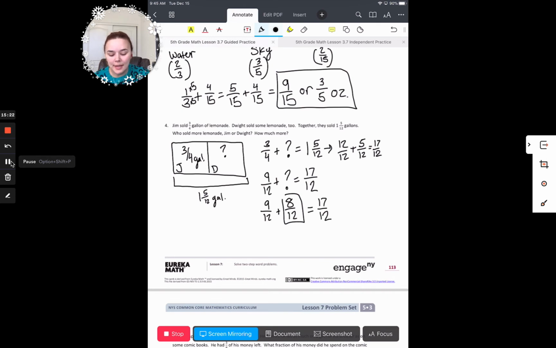So it looks like Dwight sold less lemonade than Jim, just by a little bit. So it looks like Jim sold more, and he sold 1/12 more than Dwight. Right? Because 9/12 is 1/12 more than 8/12.